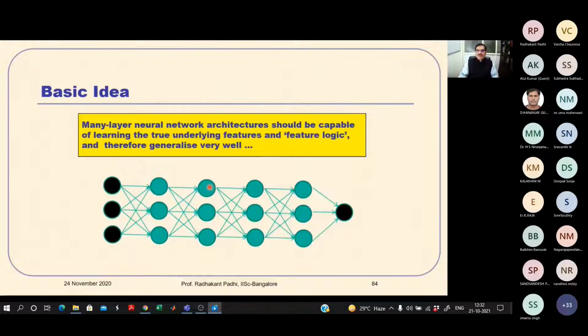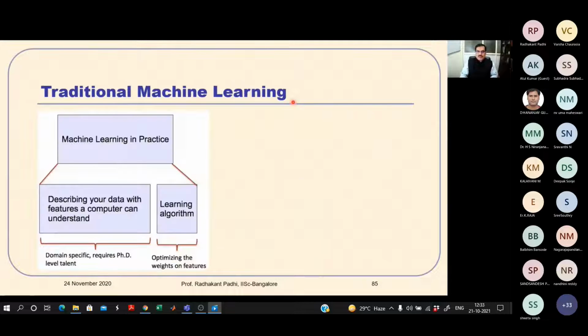So the basic idea, as I told, is not really very different. Instead of just having one or two hidden layers, now you've got many hidden layers. So a many-layer neural network architecture should be capable of learning the true underlying features, and this feature logic is validated after that. Therefore, such a network is supposed to generalize very well. Right? So that's our idea there. Now the question is, does it happen or not? So let us see that part of it.